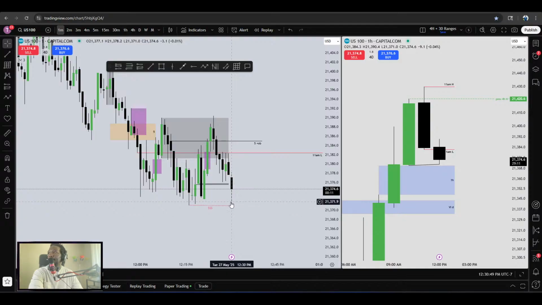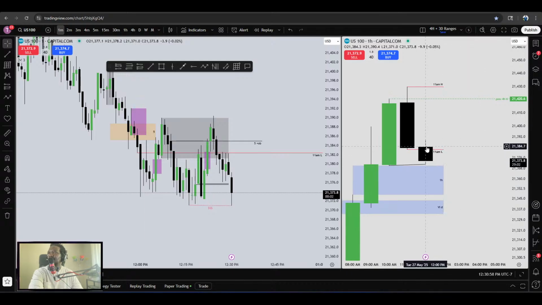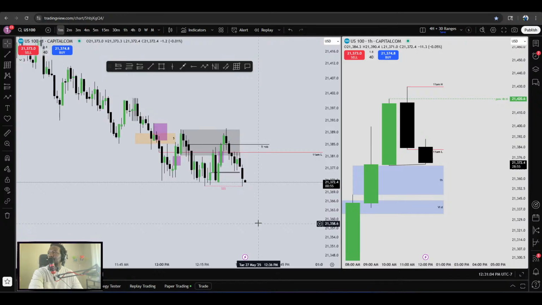$12.30 would be nice if you still entered here, my guys. So this seems to have established like the open high, so probably end down here somewhere.